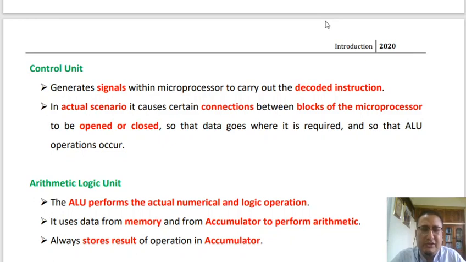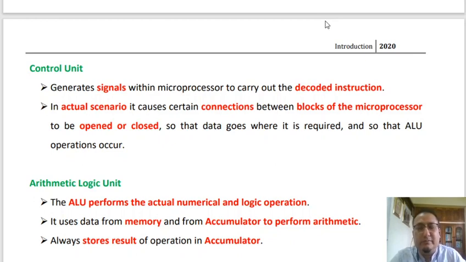Now, in actual scenario, what happens is that whenever a decoded instruction is to be executed, the control signal enables the opening or closing of the circuitry that allows for the movement of data to the required position, so that the arithmetic logical unit performs the operation. So in actual scenario, it causes connections between the blocks of the microprocessor to be opened or closed, so that the data goes where it's required, and so that the ALU performs the necessary operation. So this is the role of the control unit.